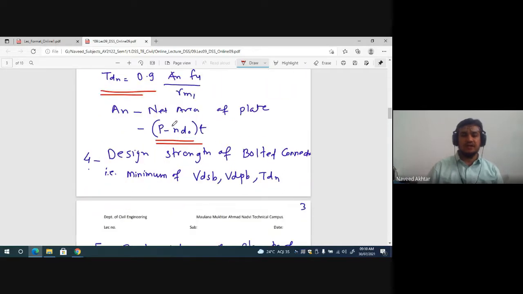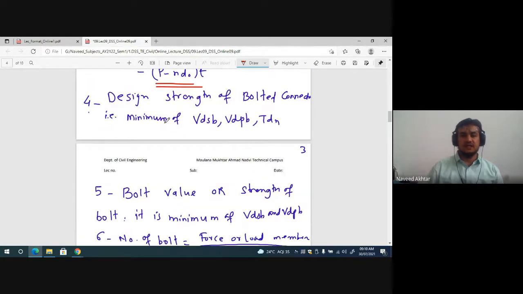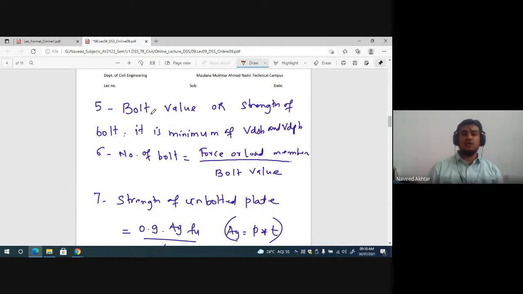The net area of the plate is p minus n d0 into t. And then the design strength of the bolted connection is the minimum of VDSB, VDPB, and Tdn. So of these three, whichever is the minimum is the design strength of the bolted connection. And the bolt value or strength of bolt is nothing but the minimum of VDSB or VDPB. Whichever is the minimum, bearing strength of bolt or shearing strength of bolt, that will be the bolt value or the strength of bolt, you can say.